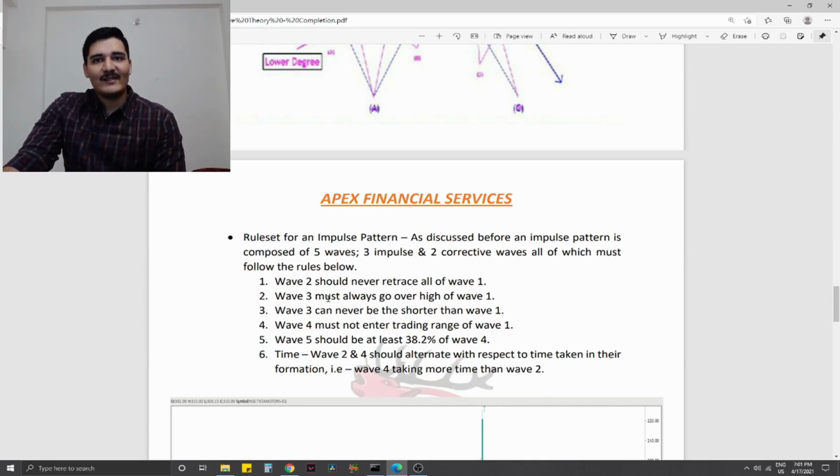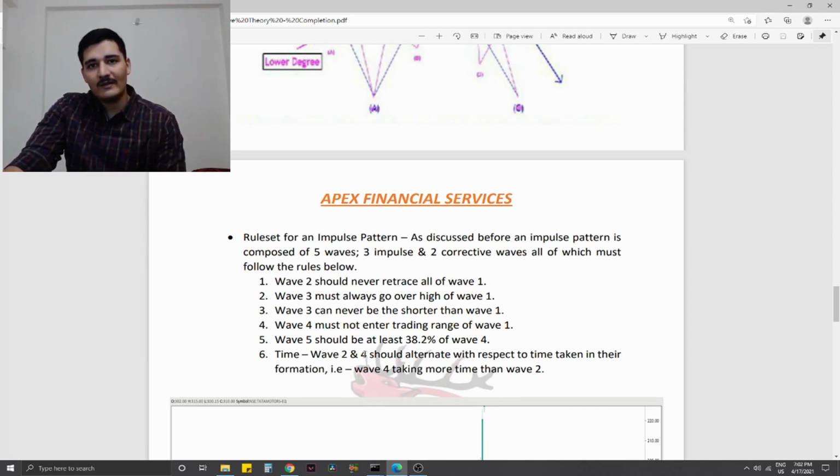The second rule says that wave 3 must always go above the swing high point or the high point of wave 1. The third one again correlates that wave 3 can never be shorter than wave 1, because then the second rule won't be met. Then you have the fourth one, which says that wave 4 must not enter the trading range or the price range of the first wave itself. The fifth says that the fifth wave should be at least, here comes in the Fibonacci part, at least 38.2% of wave 4.